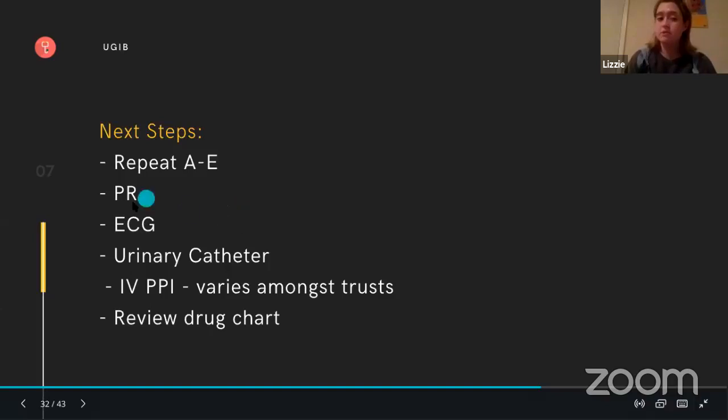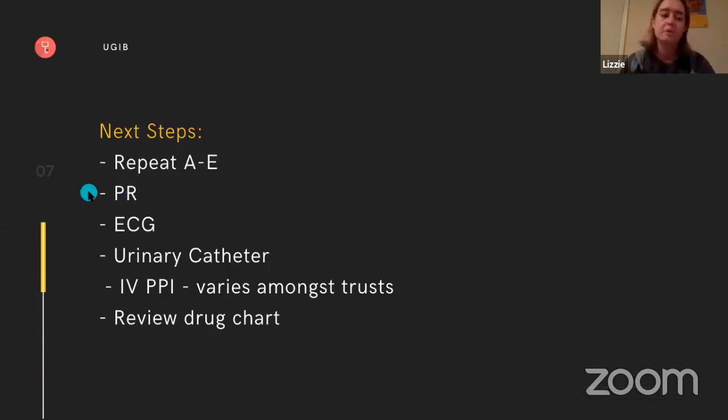Other things you can do, if appropriate, if the patient is stable enough, you might want to do a PR, see if there's any melena, or have a look, is there any melena coming out? Is there fresh blood that may suggest it's not an upper GI bleed, it's a bit lower down? An ECG is appropriate, so if they're tachycardic, you want to make sure it's sinus rhythm, there's no arrhythmias complicating things. Are they in AF? And actually that might make you think, oh, is there an anticoagulation background to this patient?